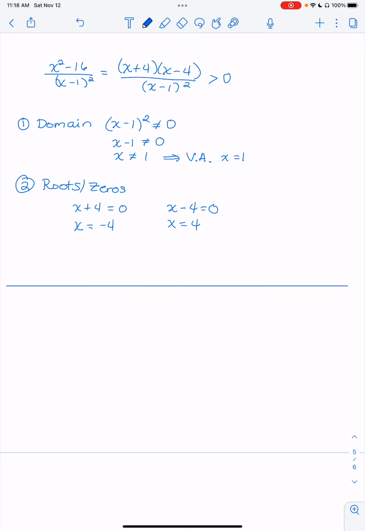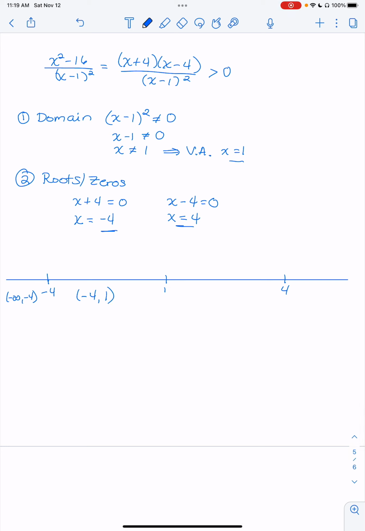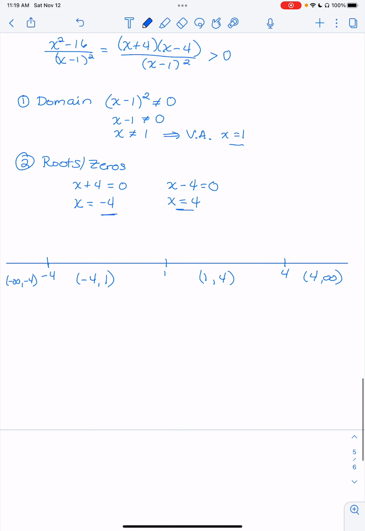The next thing we do is kind of like what we've seen in some of the polynomial graphing, where we start from negative 4, because that's the lowest point of interest. The next lowest point of interest is going to be 1, our vertical asymptote. The last one is going to be at 4. So we want to look from negative infinity to negative 4, from negative 4 to 1, from 1 to 4, and from 4 to infinity. And our sign isn't going to change. We're not going to cross the x-axis at any other time other than at one of those 3 points.